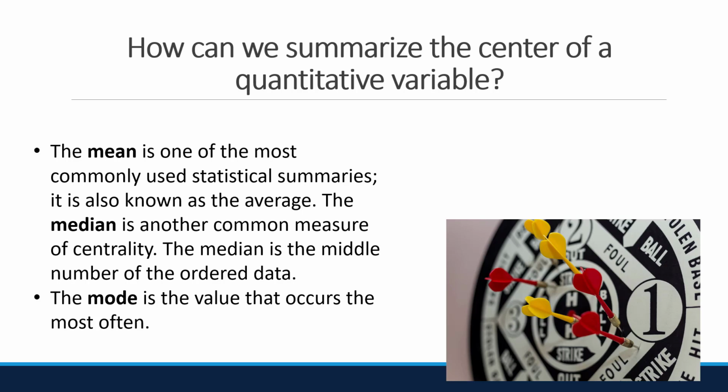The median is another common measure of centrality. To find the median, observations are arranged from smallest to largest. The median is the middle number of the ordered data if there is an odd number of data points, and the median is the average of the two middle numbers if there is an even number of data points. The mode is the value that occurs the most often. The mode is usually useful if the quantitative variable takes few values.